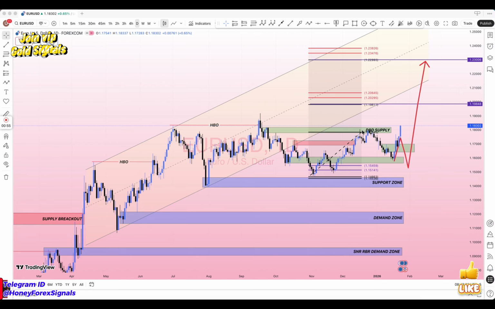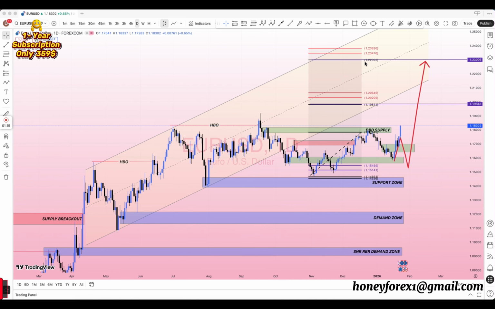Look here, we apply Fibonacci, and our first target is this 1.198, and our second target is this 1.2064 for an hour. Last target is this 1.2099.